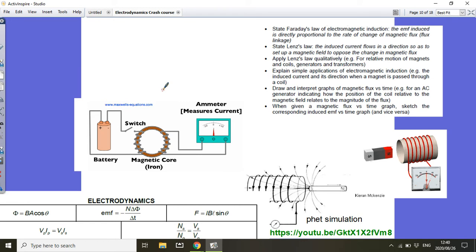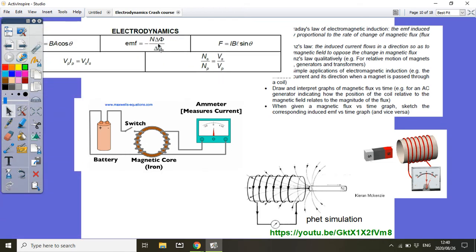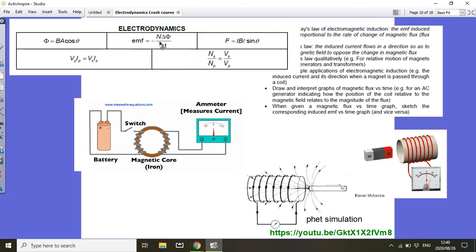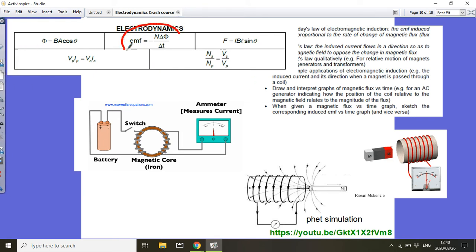Now, we also need to look at Lenz's law, because if you look at the equations, you will see that it's not just Faraday's law that's important. There's another part to this equation. So this gives us Faraday's law, but it also gives us Lenz's law. And how does it give us Lenz's law? Just by that negative that is added into the equation to make it an equal sign.